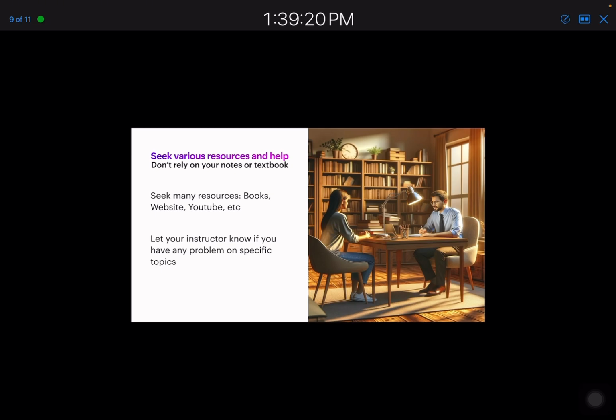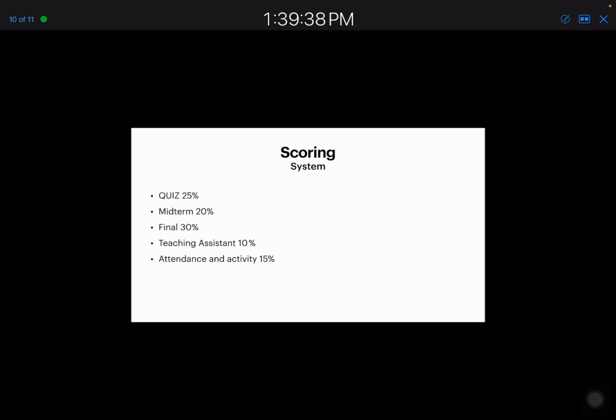It's not good for your mental health, and it's not good for your physical health. So that's why I will tolerate it if you want to sleep in class. But you need to catch up. Okay, you need to catch up. That's the one thing here. And scoring.